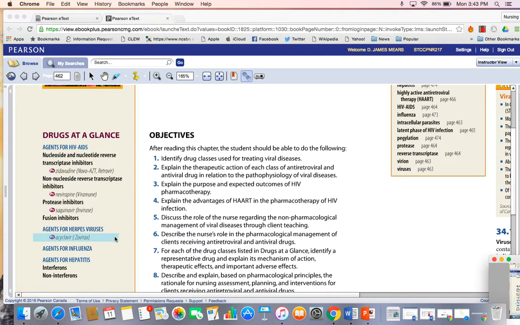And what we ask is that we want you to hone in on the herpes simplex virus. There is a lot of information in this chapter on multiple viruses, but the medication we want you to learn about is acyclovir or Zovirax. So we're going to tell you to turn straight to 471.